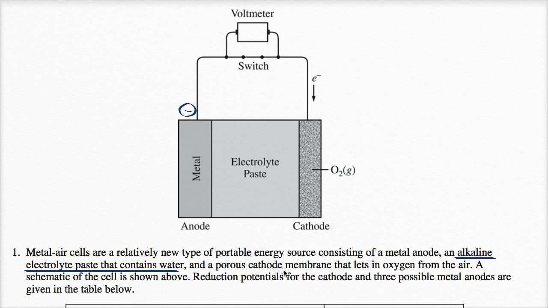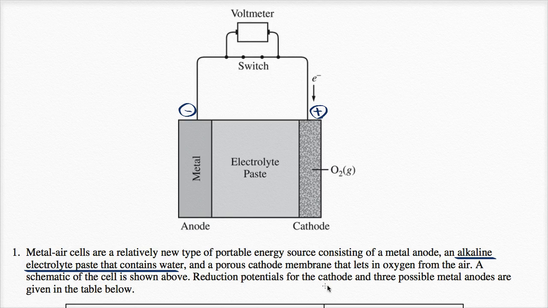And a porous cathode membrane that lets in oxygen from the air. So this is the cathode. This is going to be the positive terminal. This is where the electrons are going to be attracted to. And it's a porous cathode membrane that lets in oxygen from the air. And so you can see that oxygen is available in this membrane. It's somehow allowed to seep in because it is porous.